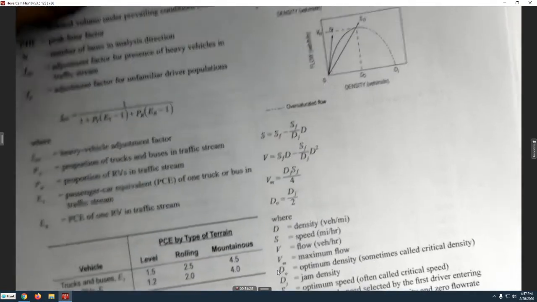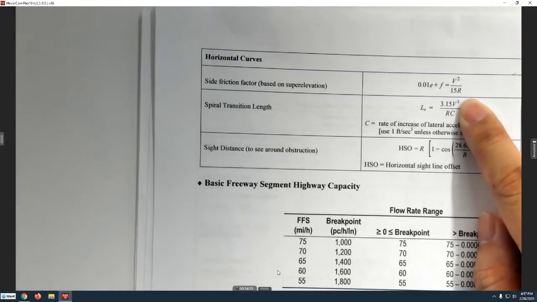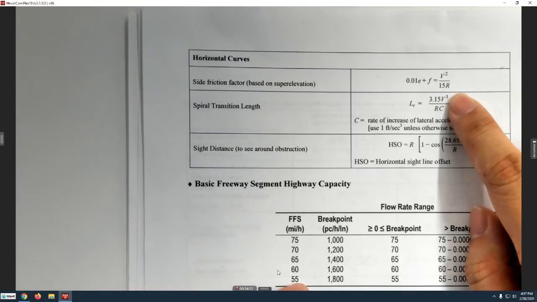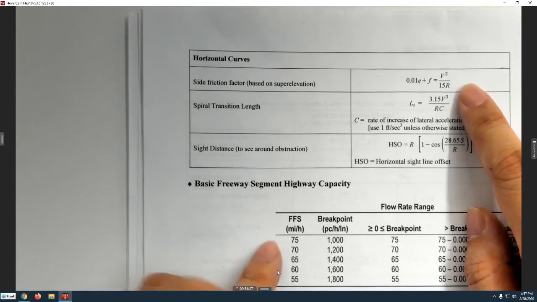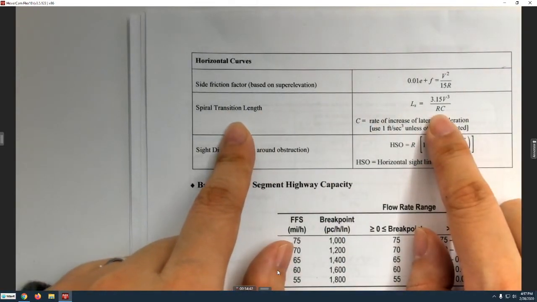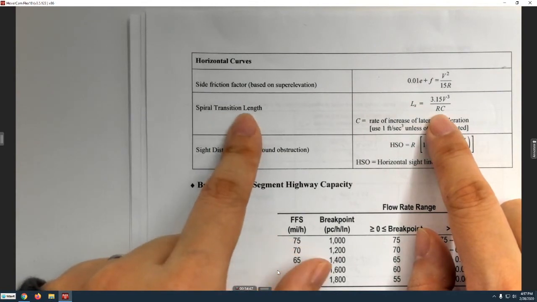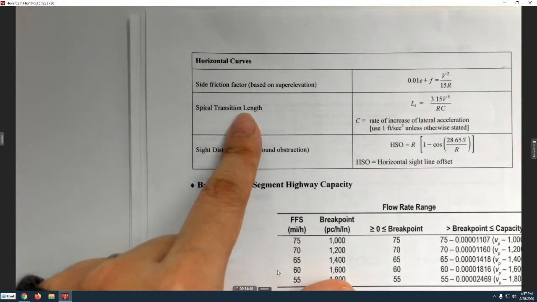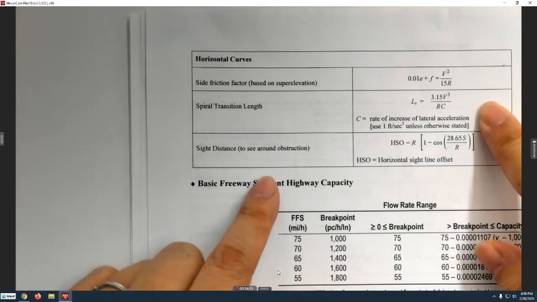And then the horizontal curve, same thing. You still remember this one? This is the consideration for superelevation. Again, I haven't seen it used or tested. It only applies for horizontal curves where there is a spiral transition length. In class and in most states, we only focus on the circular curve part. So this one is not that important.